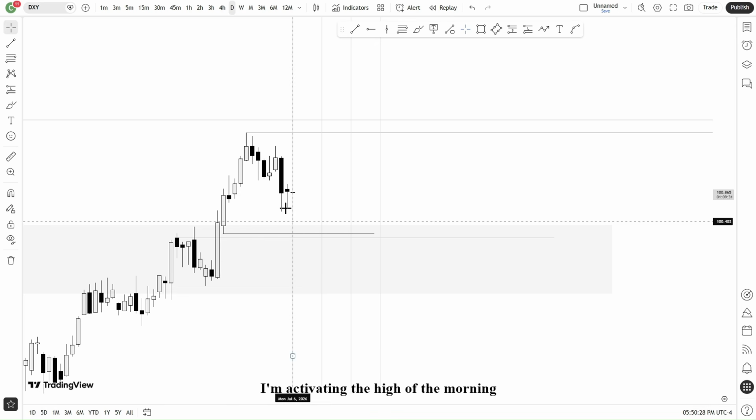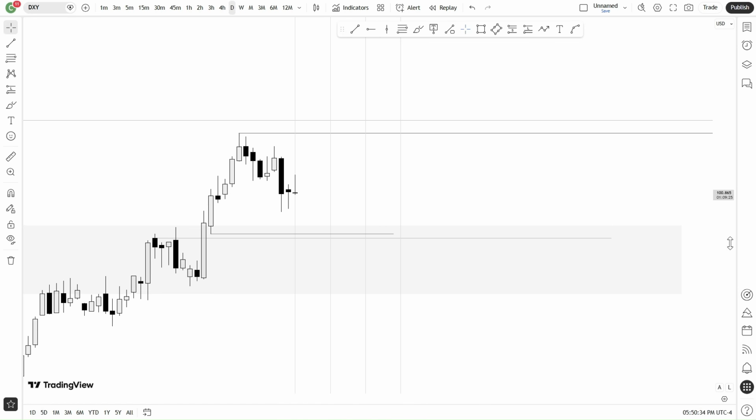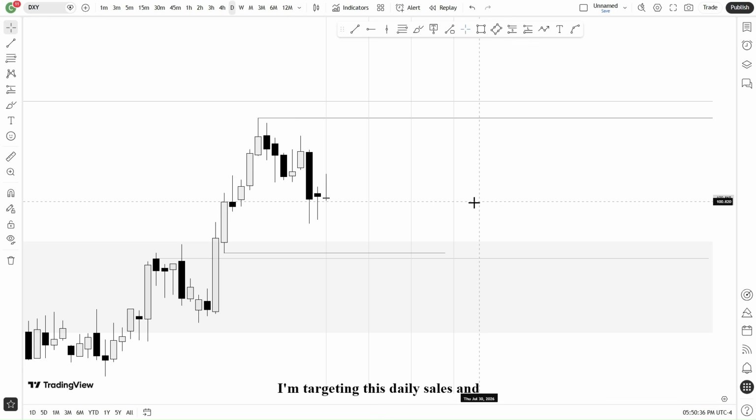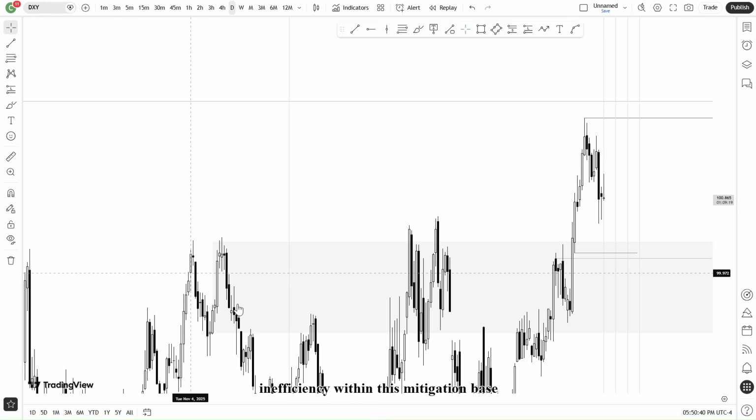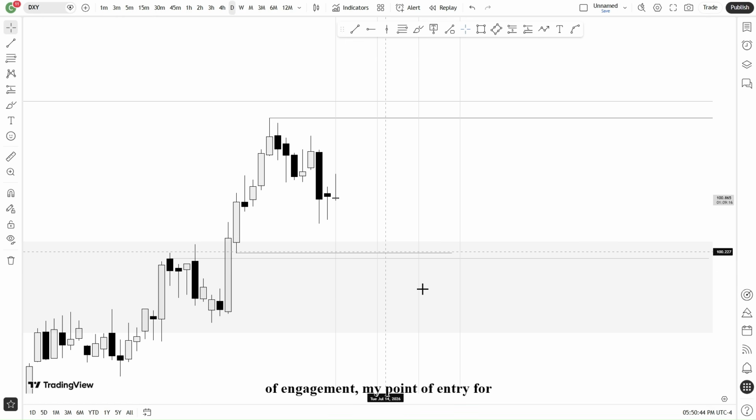That is, I'm expecting the high of the month, sorry, the high of the week to the low of the month, right? So now I'm targeting this daily sell side inefficiency within this mitigation base, and that point will be my point of engagement, my point of entry for the monthly longs, right?